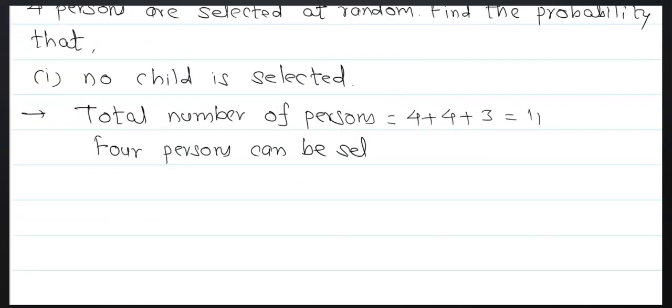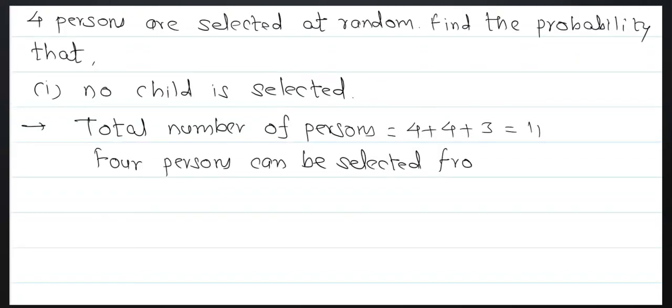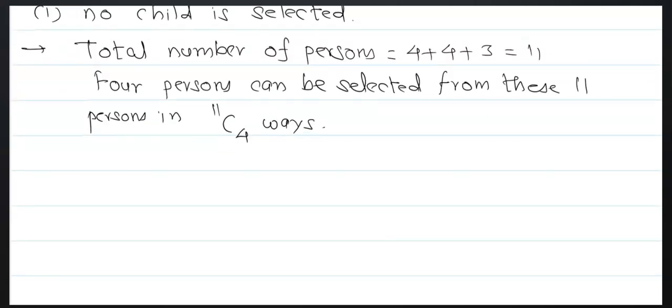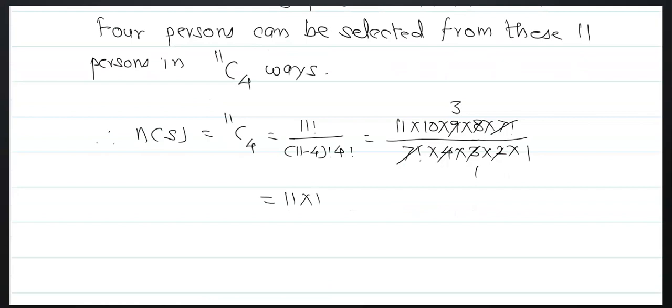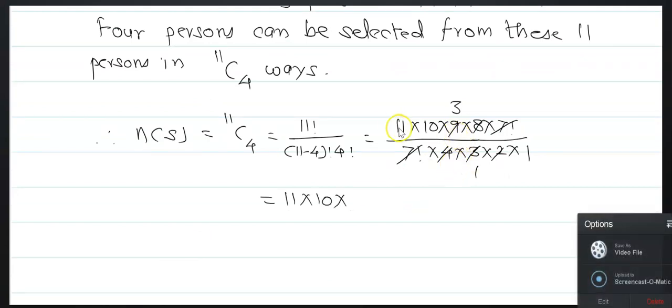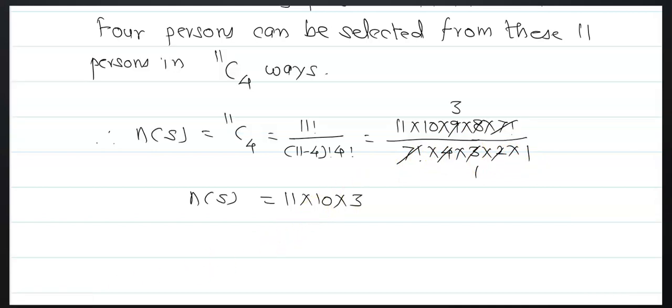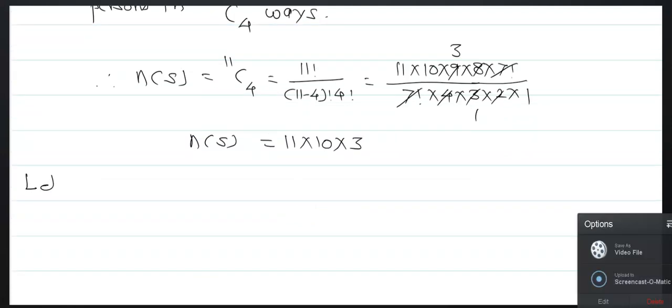4 persons can be selected from these 11 persons in 11C4 ways. n of S is equal to 11C4, and that is equal to 11 factorial upon (11 minus 4) factorial into 4 factorial. This is a simple calculation. That is 11 into 10 into 9 into 8 into 7 factorial upon 7 factorial into 4 into 3 into 2 into 1, 7 factorial gets cancelled. And you will get n of S is equal to 11 into 10 into 3.